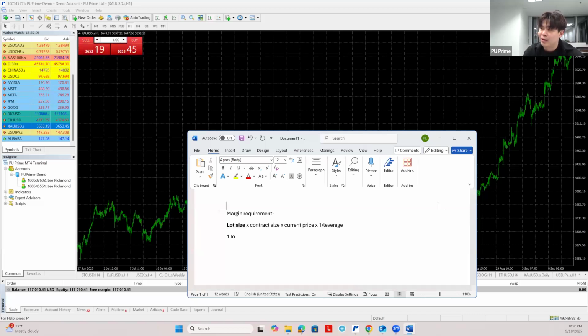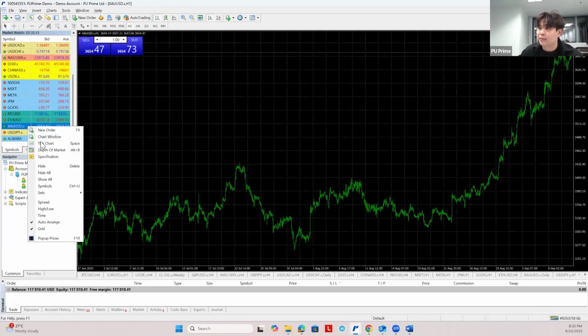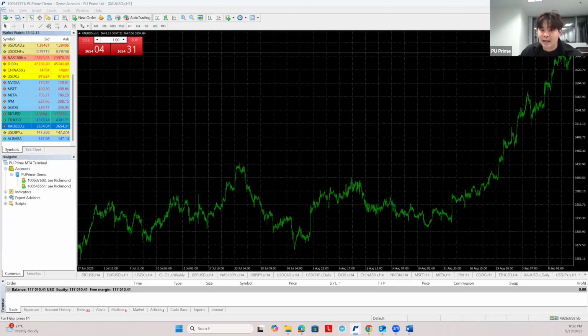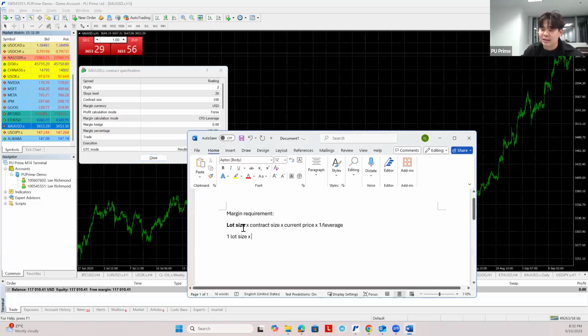So let's say you put 1 lot inside and then times the contract size. Contract size, you don't have to memorize. You can go through the MT4 system. You right click it, specification, and then you can see there is a contract size inside here. So you just key in 100. You see here is 100, just key in 100.